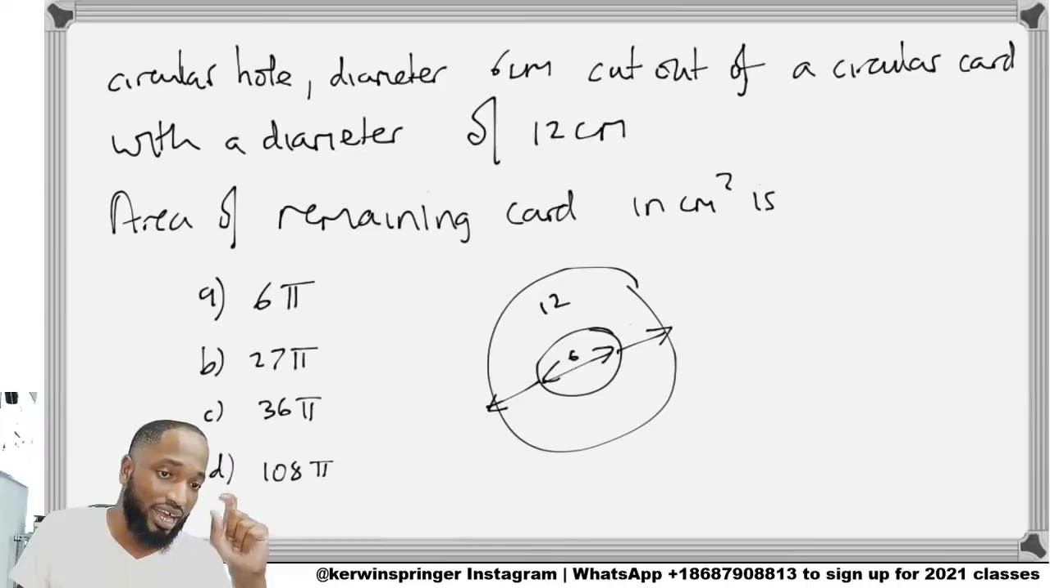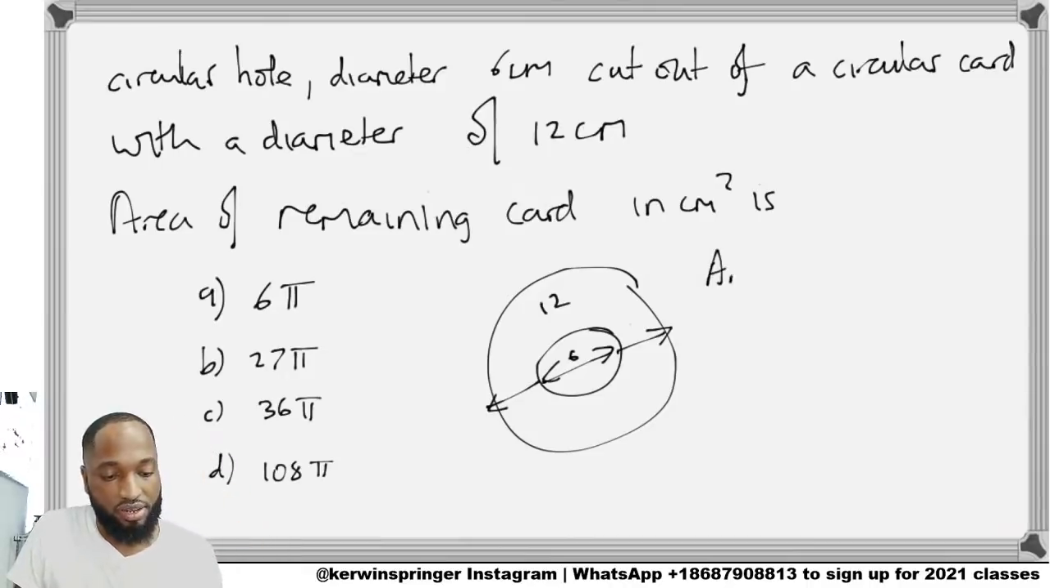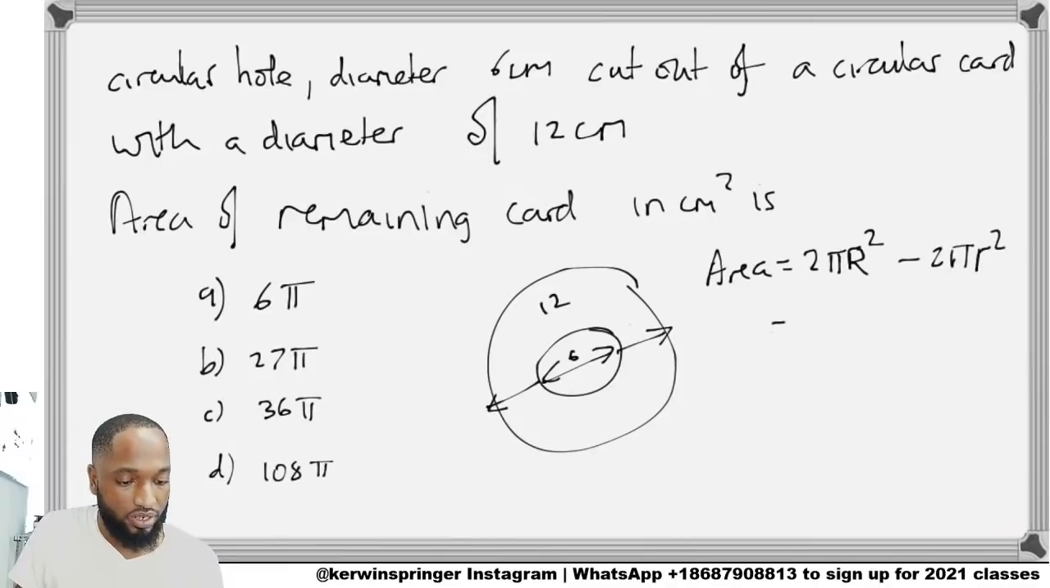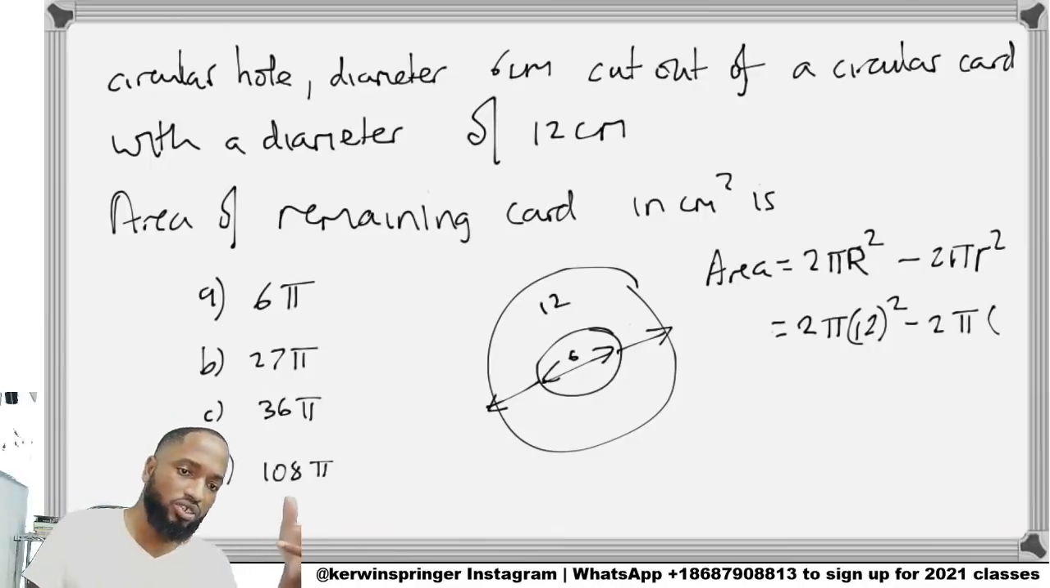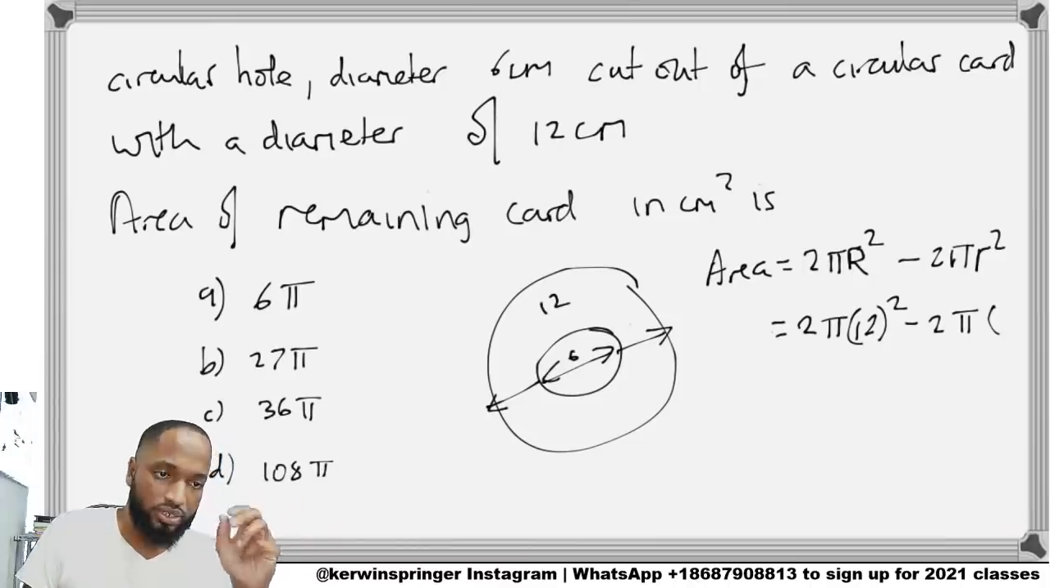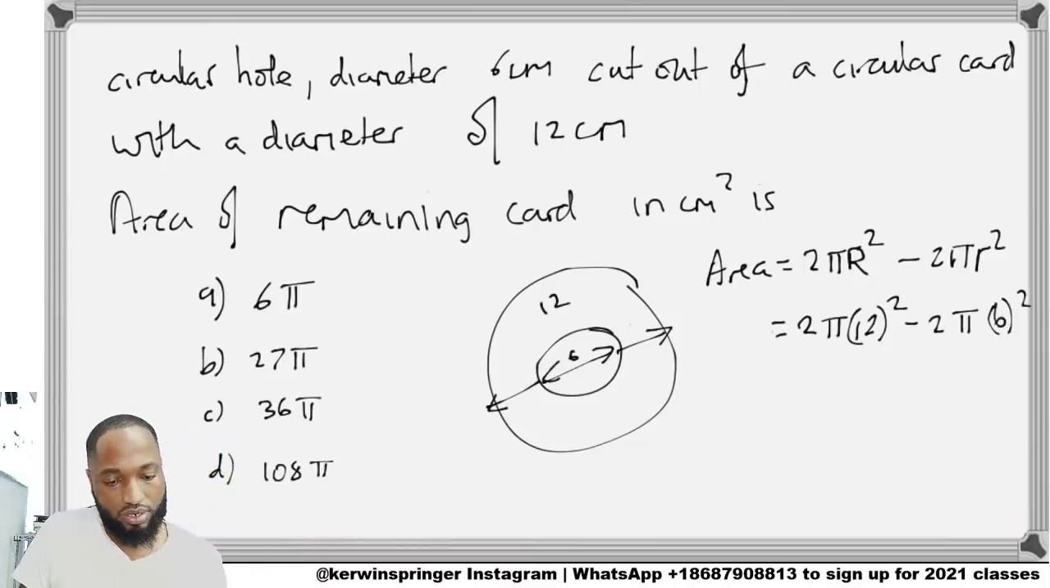So the area of the remaining card in centimeters squared. Well, the area is always 2 pi r squared. So it's really 2 pi r squared, the big R, minus 2 pi r squared, the small r. So it's really 2 pi by 12 squared, which is 144, minus 2 pi, and the r squared here is the small one, so that's 6 squared.